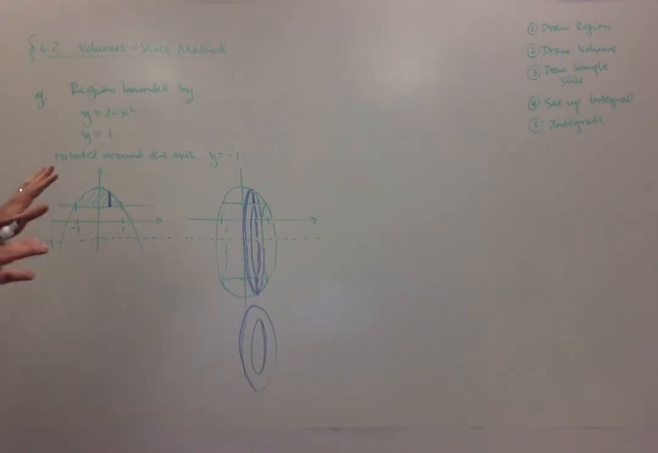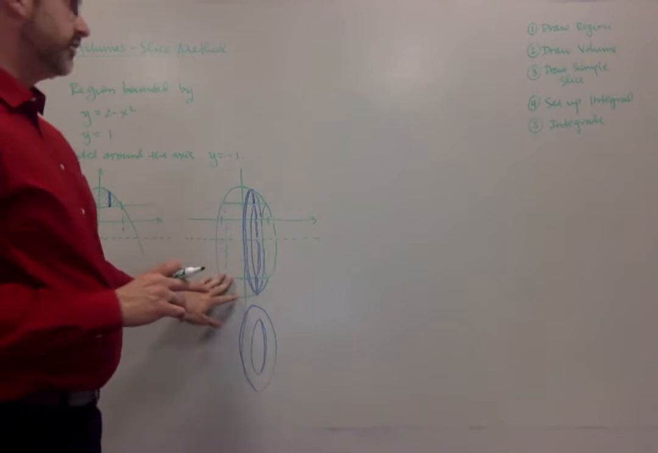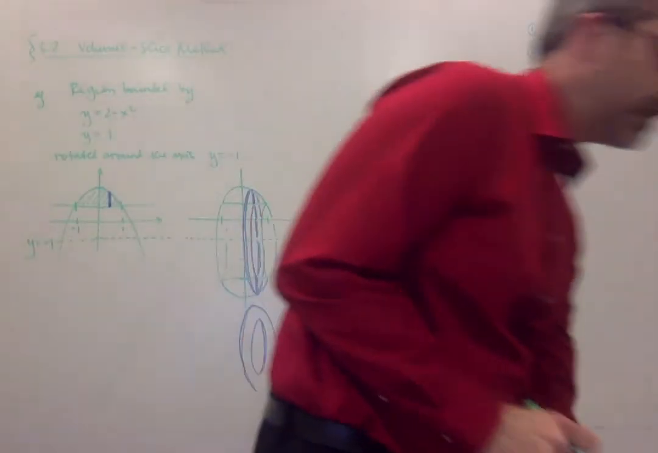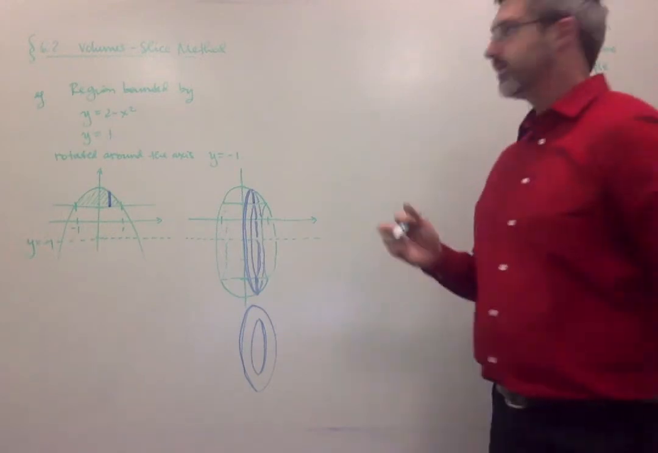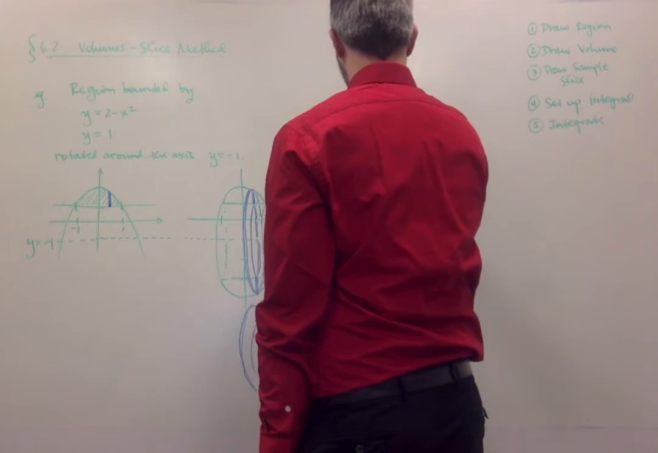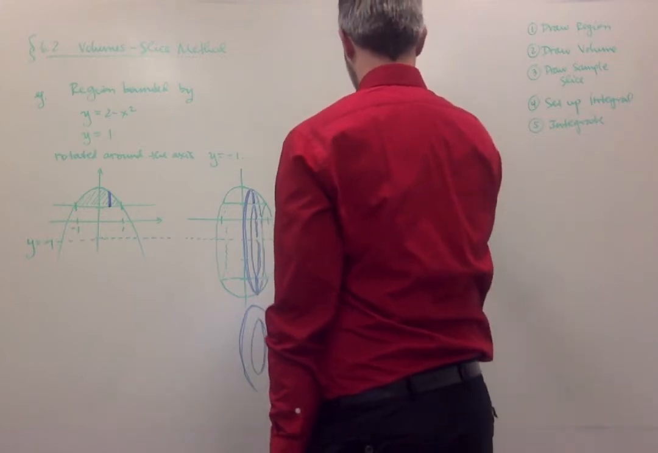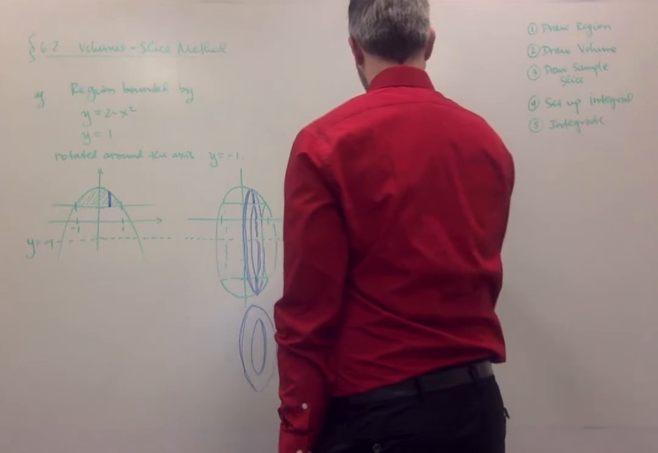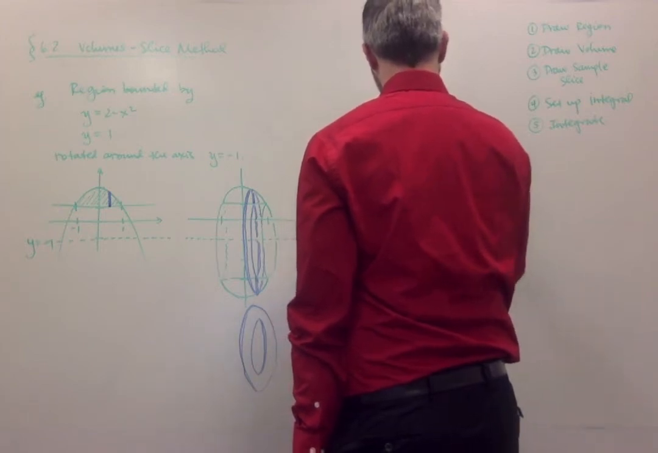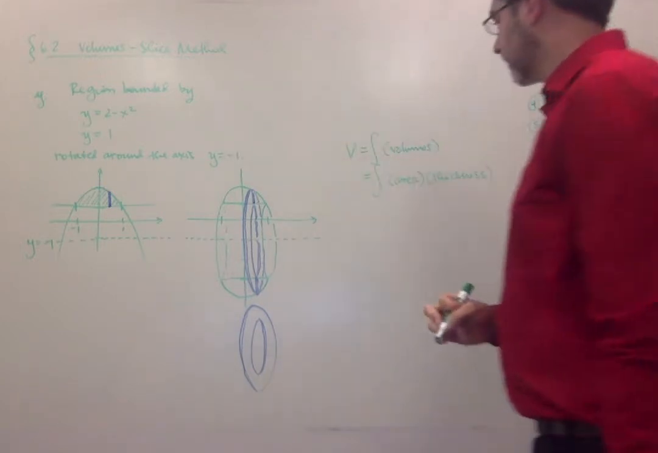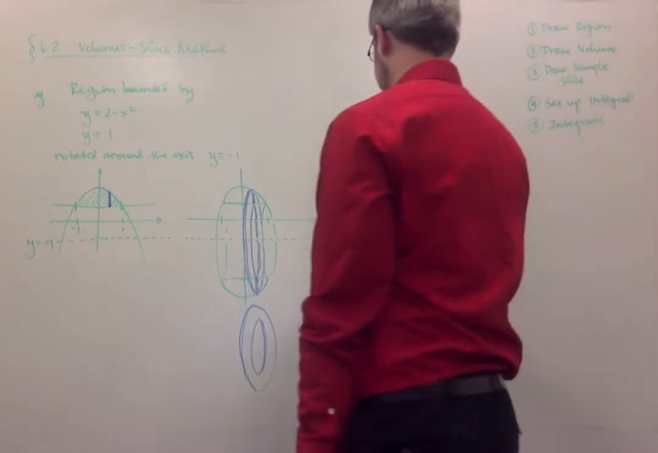So we've got our region, the volume, and then we drew a sample slice so we kind of know what that slice looks like. And then the way that we set up our integral is going to be set up as the overall volume is going to be the sum of the volumes of these slices. And the slices are an area across times a thickness. And in this case, the thickness is dx.